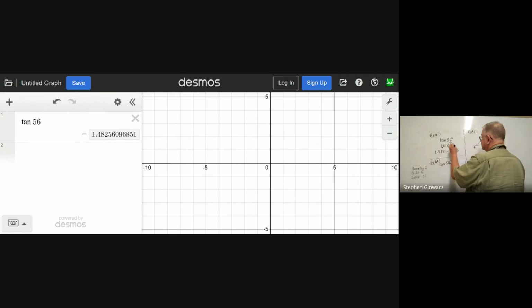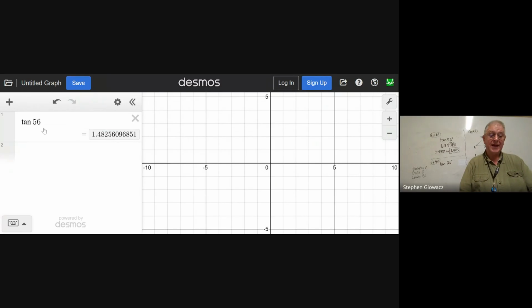And what determines that is the next number. If the next number is 5 or more, 5, 6, 7, 8, or 9, then that's a go up number, and we're going to go up to 3 here. If it's 4 or less, 0, 1, 2, 3, or 4, then we would stay at 1.482. So as it turns out, our next number is a go up number, so that's going to go up to 3. And so our answer is 1.483.